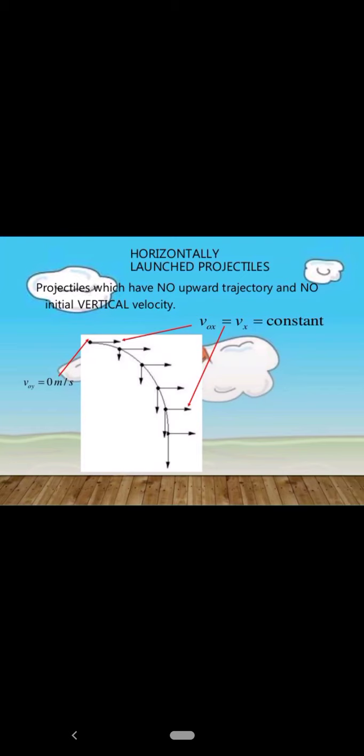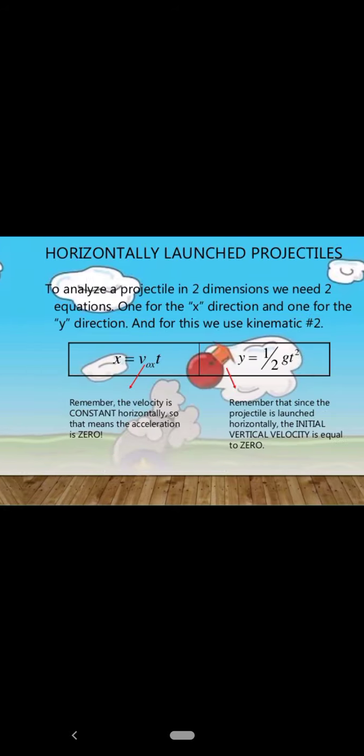Some projectiles are horizontally launched, like when we throw a projectile from a height horizontally, not in an upward direction. These are horizontally launched projectiles. They can be defined as projectiles which have no upward trajectory and no initial vertical velocity. So here Vx will be constant and Vy will be 0.